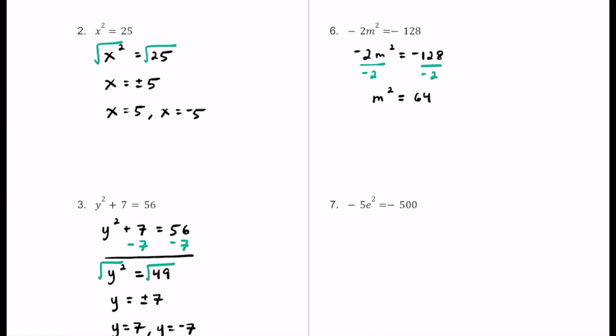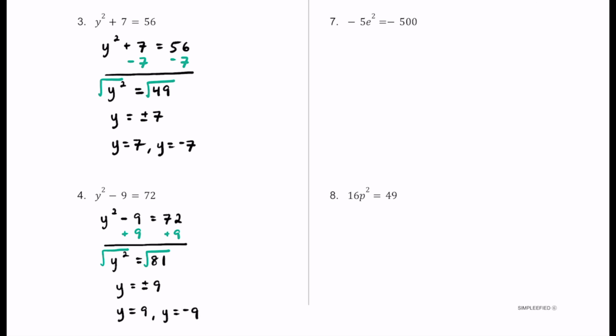Now that the m squared is isolated, we can go ahead and take the square root of both sides. And so the square root of m squared is m, and the square root of 64 is positive or negative 8. Separately, m could equal 8, and m can equal negative 8. Those are the two solutions. Let's check out number 7.